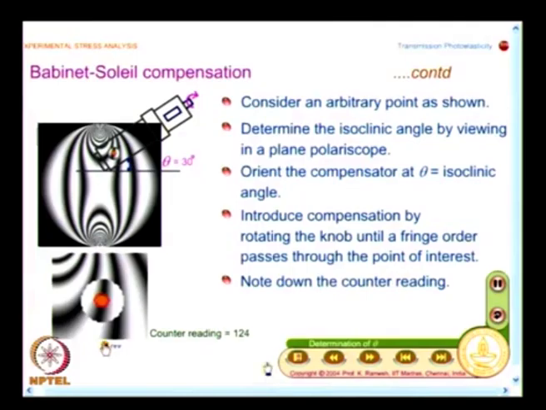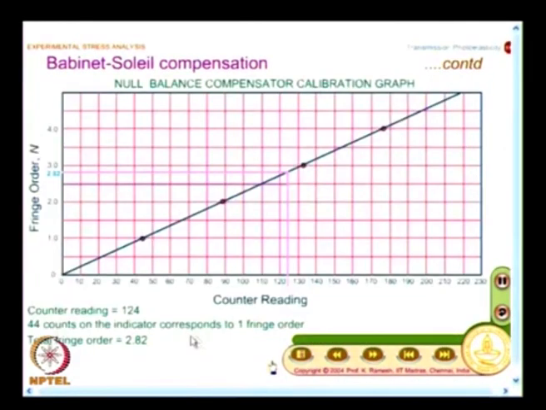And I also said that you need to find out whether a higher fringe order comes and coincides with the point of interest, or a lower fringe order comes and coincides with the point of interest. In this case, it is a higher fringe order that has come and coincided with the point of interest, and the manufacturers give it in various ways. In this case, the manufacturer has given directly note down the counter reading, then he has also supplied you a graph, and based on the graph you can find out the fringe order at the point of interest.